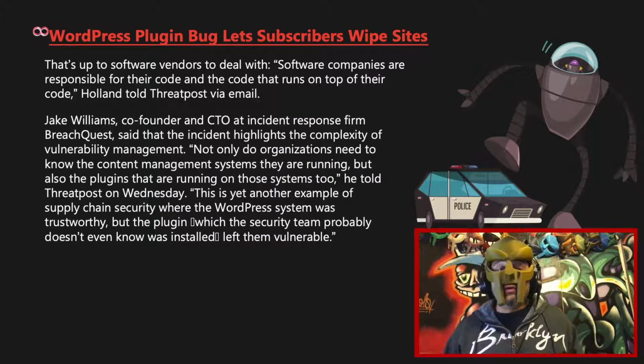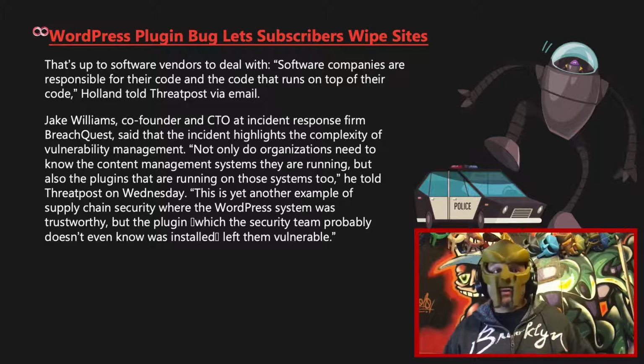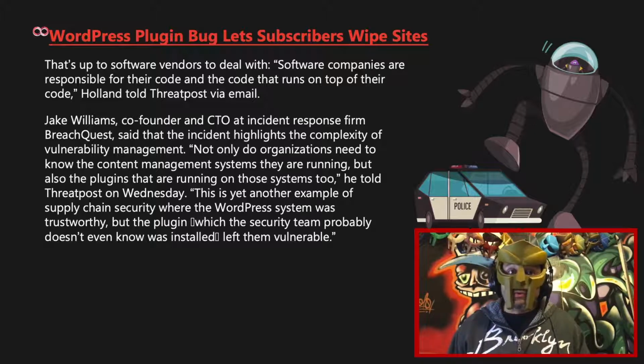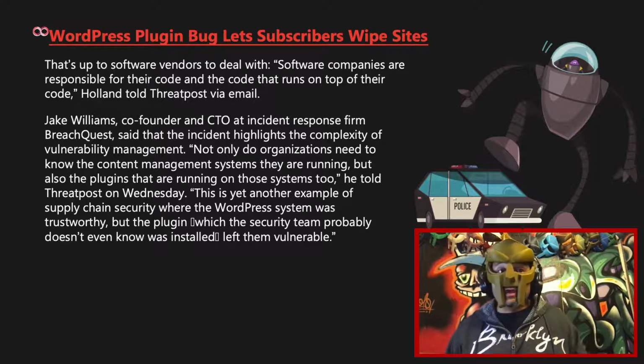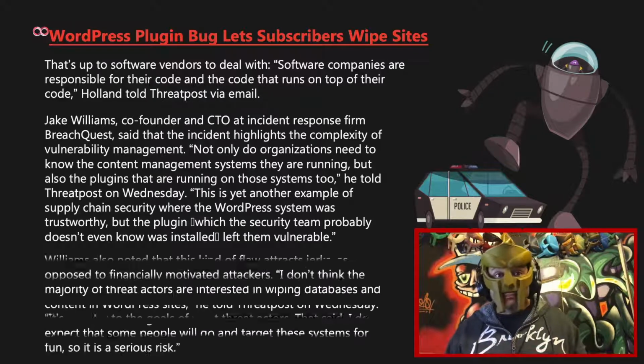Jake Williams, co-founder and CTO at incident response firm BreachQuest, said that the incident highlights the complexity of vulnerability management. Not only do organizations need to know the content management systems they're running, but also the plugins that are running on those systems too, he told ThreatPost on Wednesday. This is yet another example of supply chain security where the WordPress system was trustworthy, but the plugin, which the security team probably doesn't even know was installed, left them vulnerable.